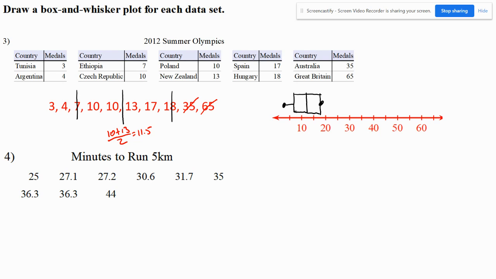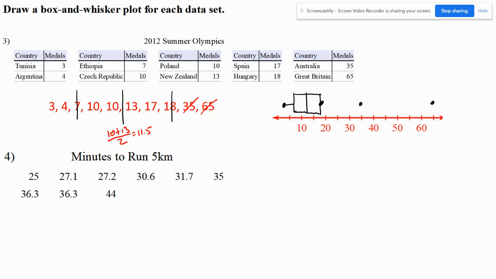Now the outliers, we don't just ignore them. I'm going to include them on my graph, just as simple dots. And the reason why I call it outliers is because there was a big jump between 35 and 18. That's what we call an outlier. It's just a number way, way out there.